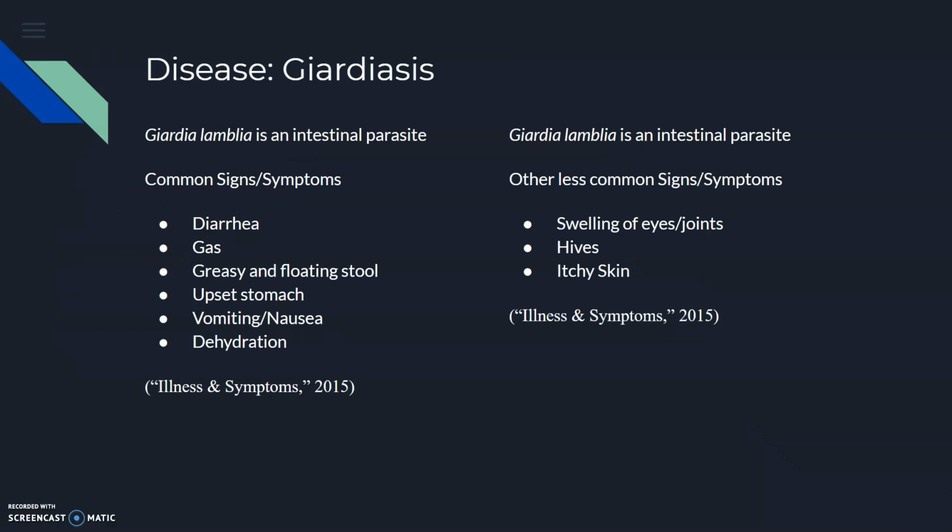The disease that Giardia creates is giardiasis, and it is an intestinal parasite. Some common signs and symptoms would be diarrhea, gas, greasy and floating stool, an upset stomach, vomiting or nausea, and dehydration. Because of it being an intestinal parasite, some other less common signs and symptoms that could happen are swelling of the eyes and joints, hives, and itchy skin.